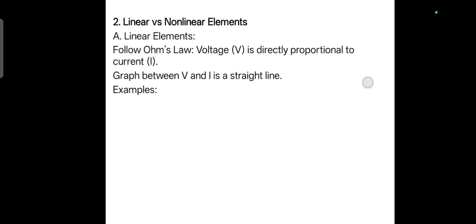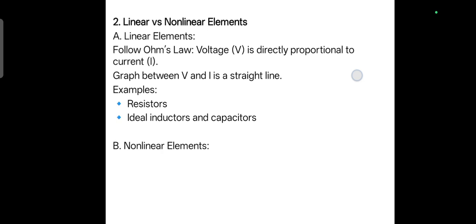Examples of linear elements are the resistor, ideal inductors and capacitors. Please remember the word ideal: ideal inductors and capacitors are the linear elements. Practically it is not possible. How it's not possible, we'll discuss later on. Just remember these are the linear elements.